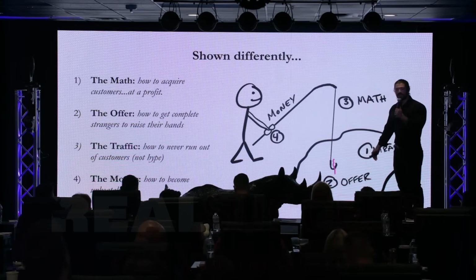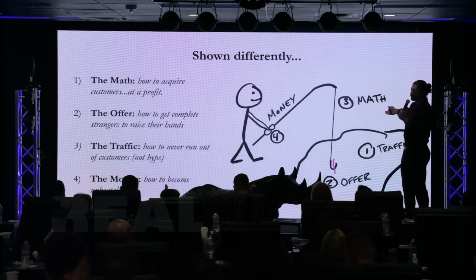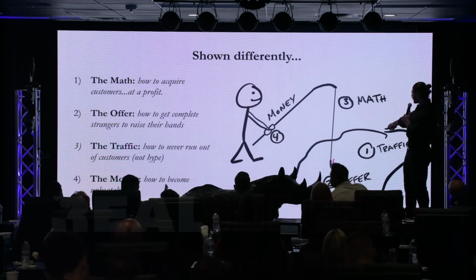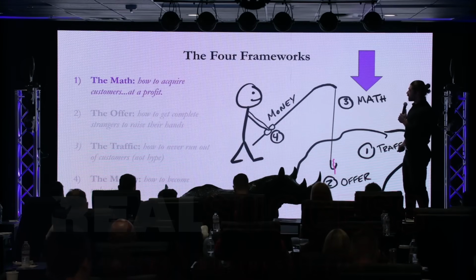So if you like childhood pictures, this is what I like to draw. So you see a lot of doodles in this presentation. This is the simple way of seeing it. So you got math, traffic, offer, bait, and then you got the money that you're reeling it in. Quite literally. So we're going to start with the math.